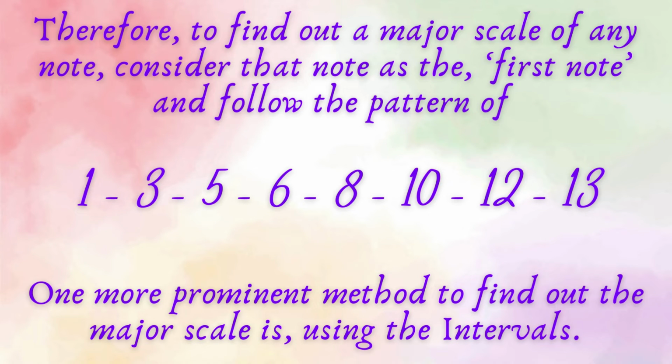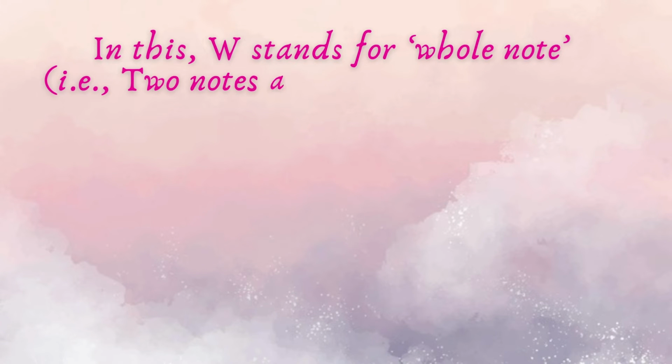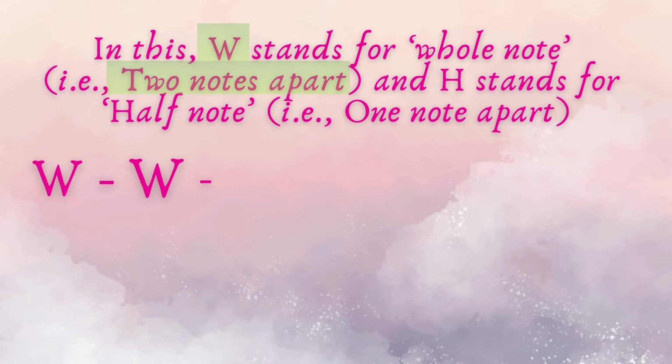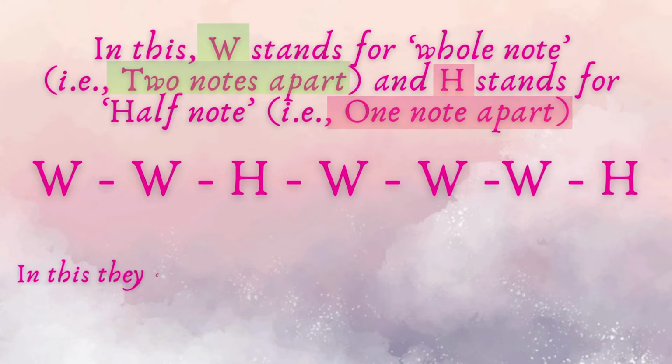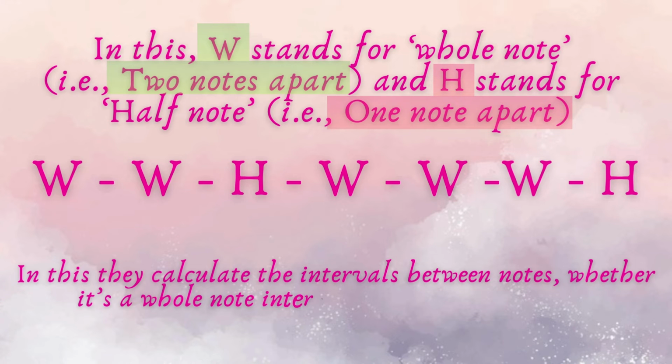One more prominent method to find the major scale is using intervals. In this, W stands for whole note, that is 2 notes apart, and H stands for half note, that is 1 note apart. And the formula is whole note, whole note, half note, whole note, whole note, whole note, and then finally a half note. In this, they calculate the intervals between notes, whether it's a whole note interval or a half note interval.